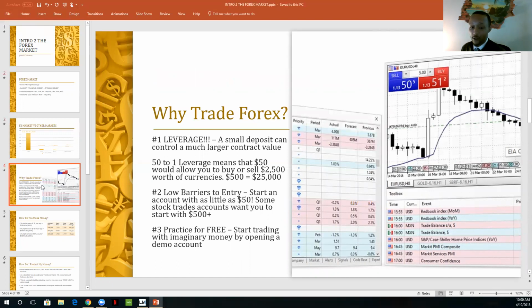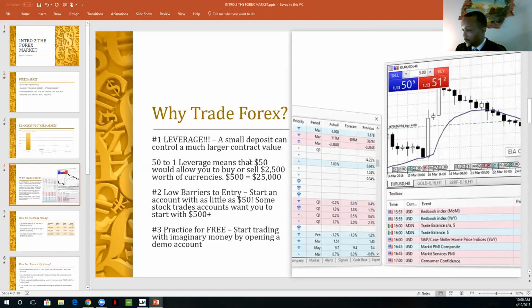So why trade Forex? Number one is the leverage. You can use much more leverage than you could with a stock exchange, where your dollar is going to get you $1 worth of stock. On the Forex, foreign exchange market, that same dollar might get you $100 worth of buying power, and that's called leverage. So a small deposit can control a much larger contract value.